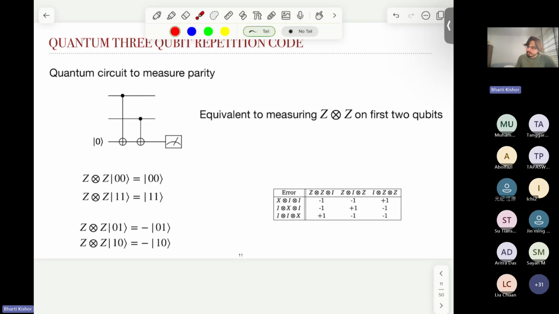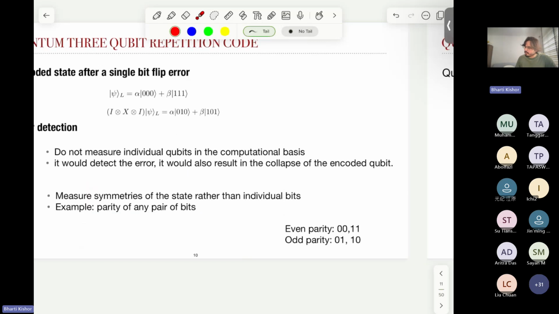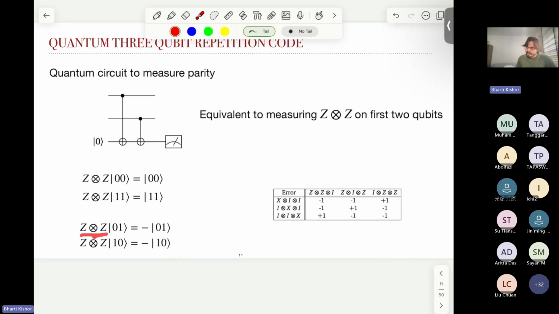So a simple circuit to measure parity is here, which is equivalent to measuring Z tensor Z. When Z tensor Z acts on 00, you get 00, and on 11, you get 11. So these belong to the +1 eigenspace of Z tensor Z. On the other hand, for the odd parities 01 and 10, if you act with Z tensor Z on them, you pick up a minus phase. So by performing this kind of circuit, you can extract some information, and people sometimes call that information the syndrome.